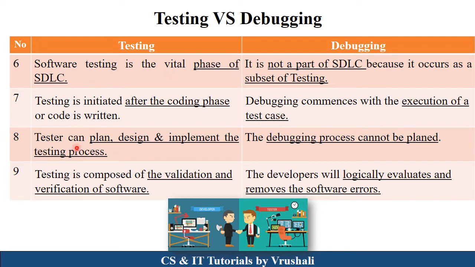In testing, the tester can plan, design, and implement different types of testing processes and test cases. But the debugging process cannot be planned because it completely depends on which types of bugs are present in a particular project. Testing includes verification and validation process. We already discussed verification and validation in the previous session. But in debugging, the developer tries to solve all the bugs logically. So this is the main difference between testing and debugging.